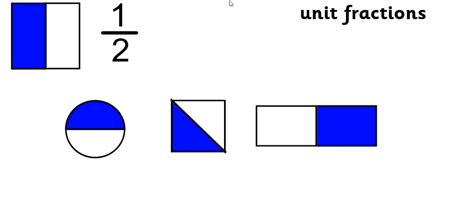Look at the circle. It's got 1 out of 2 parts coloured in. This square, similar to the first example, has 1 out of 2 parts coloured in, and this rectangle has been split in half. That's got 1 out of 2 parts coloured in. 1 out of 2, half.